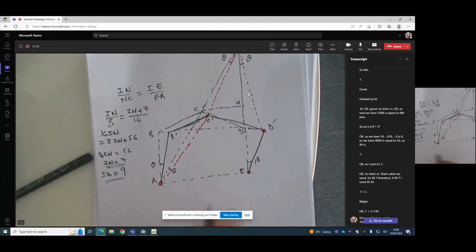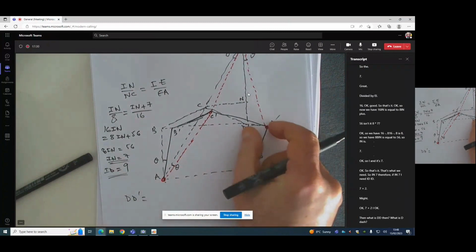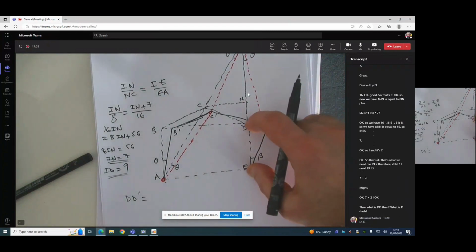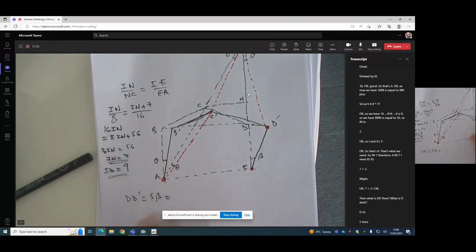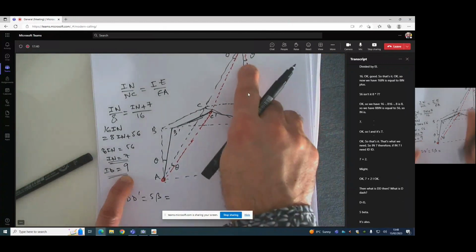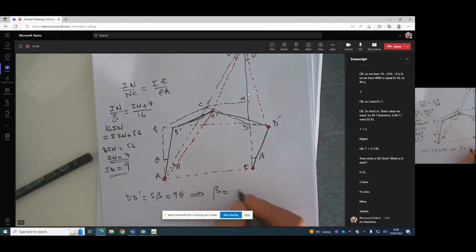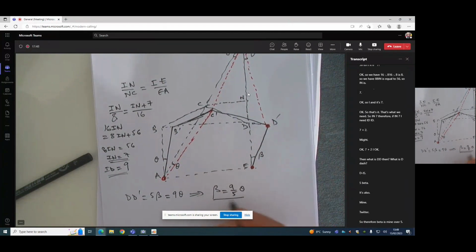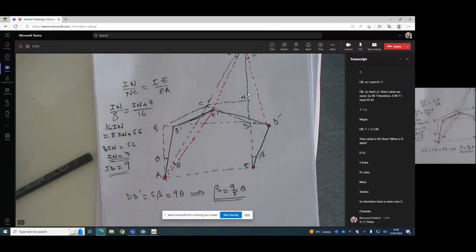Then what is DD dash? DD dash is 5 beta. It's also 9 theta. So therefore, beta is 9 over 5 theta. 9 over 5 theta. Okay.